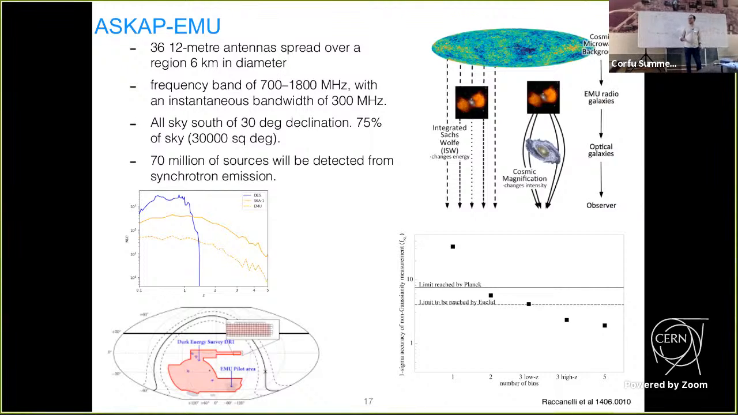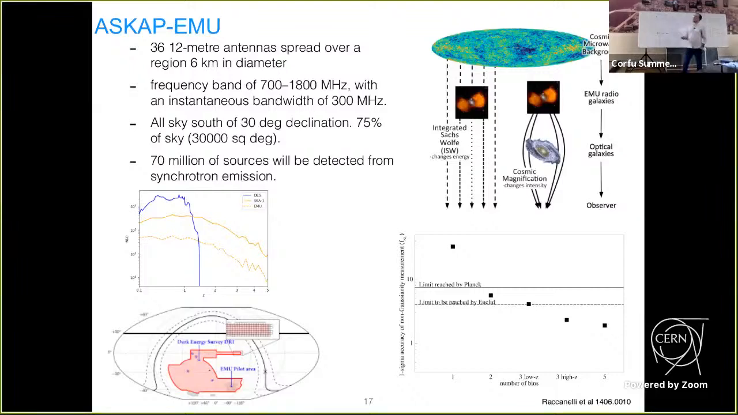We can measure the clustering of these sources. You can see here, this blue distribution is the Dark Energy Survey distribution of galaxies in redshift. This is what we will get. So you can imagine the volume is going to be much larger with EMU. We are currently covering this part, but this will be the whole footprint. It's almost three quarters of the whole sky.